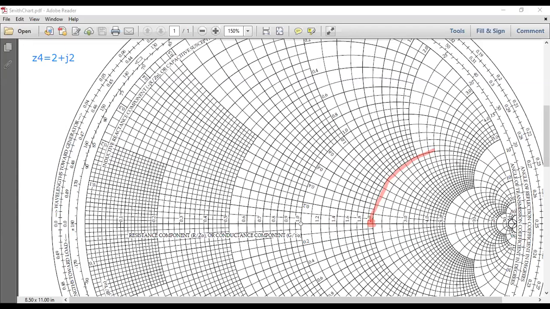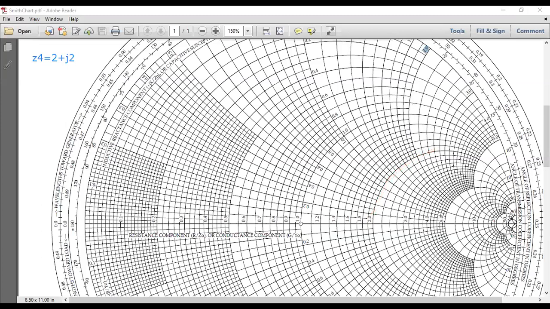Now I had to go for 2. Are you able to see it here? This is 2. This is 5, 4, 3, and here it is 2. Is it possible to see here? Yes, sir. So it is 2. So you can take from this line, and here this point, here it is 2 plus j2. Okay, this line and this line.